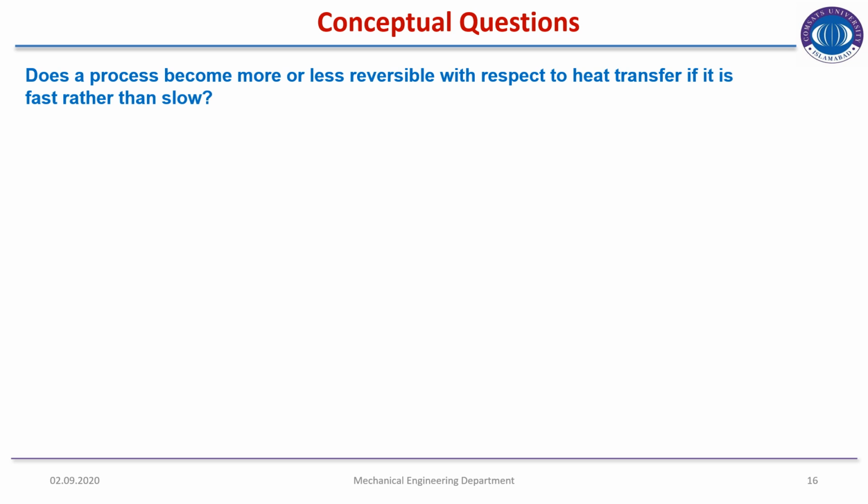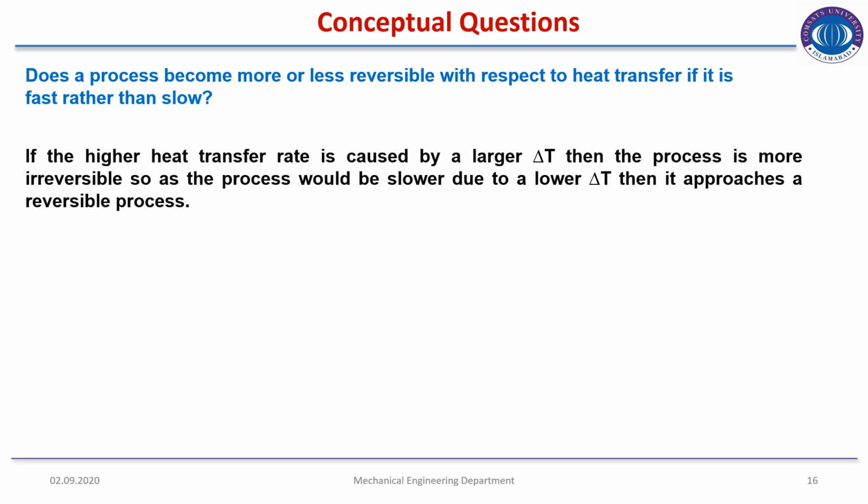Conceptual question. Does a process become more or less reversible with respect to heat transfer if it is fast rather than slow? The answer is, if the higher heat transfer rate is caused by larger delta T, or change in temperature, then the process is more irreversible. As the process becomes slow due to lower delta T, it approaches a reversible process.